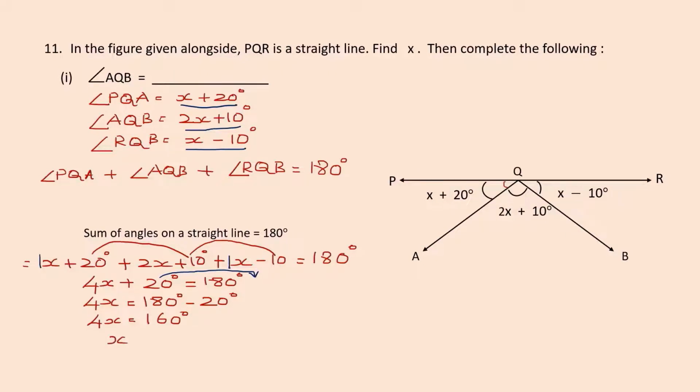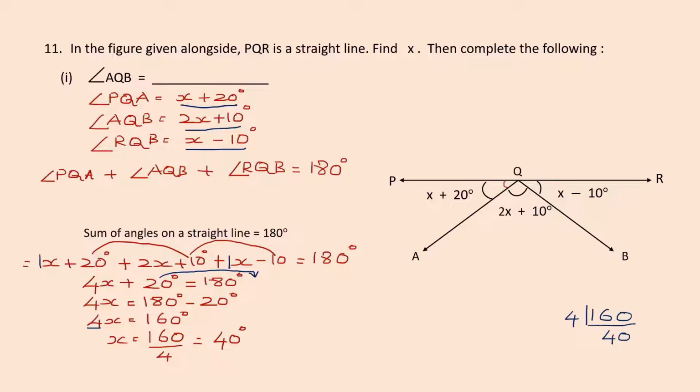How much is x? X will be 160 divided by 4, because I'm going to move this 4, which is multiplication, to the other side, and it becomes division. 160 by 4. Let's divide 160 by 4. 4 4s are 16. I bring down the 0. So 40. X is equal to 40 degrees.